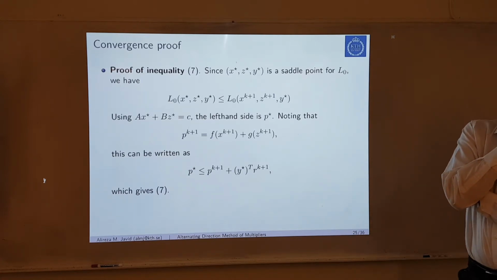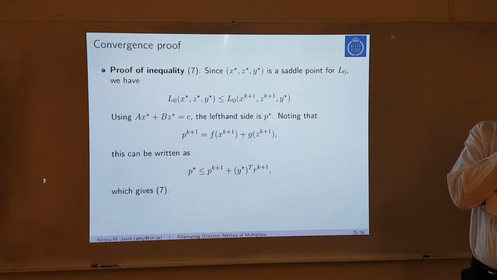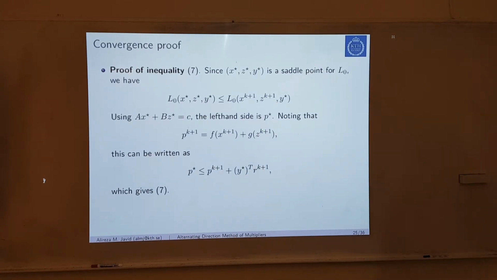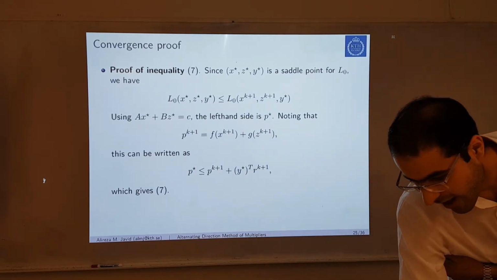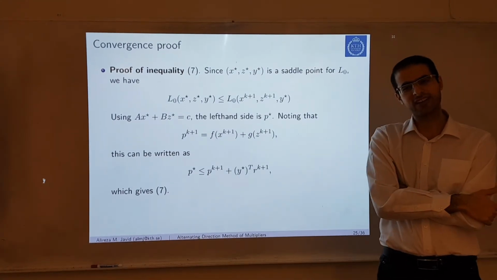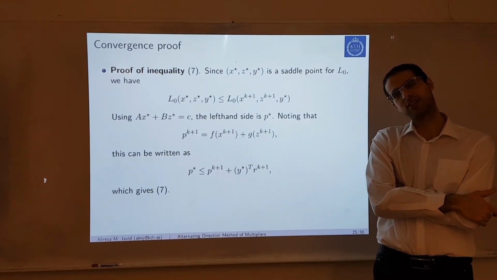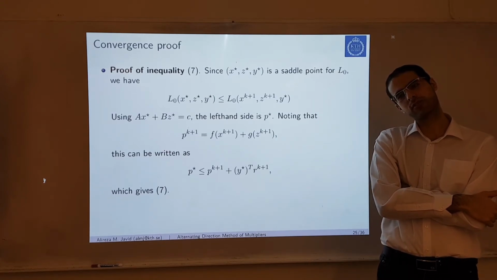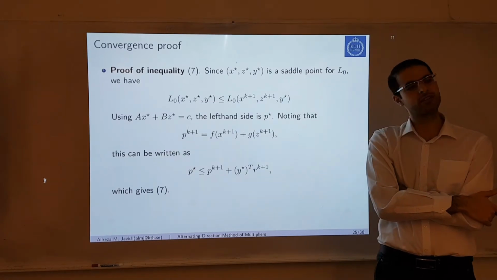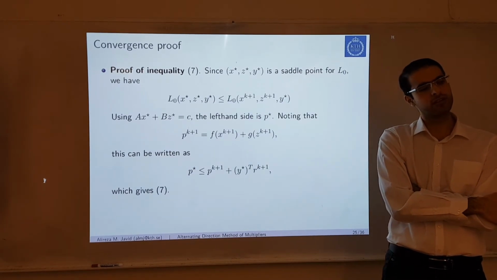You mean why this is a saddle point for L0? We assume that L0 has a saddle point. Yes, but you didn't say that x star, z star, and y star is the saddle point. You said that there exists some saddle point, and that's just notation. Because it's convex, that saddle point becomes the minimizer. We did have this convexity. At least as far as I'm concerned, that's the intuition, because there you just assume that there is a saddle point.